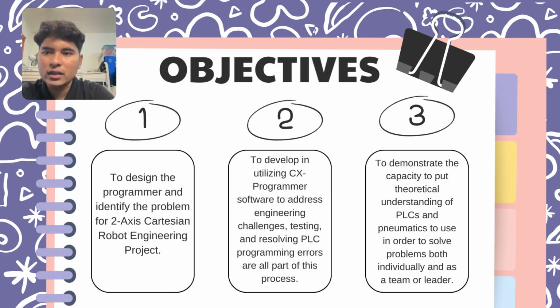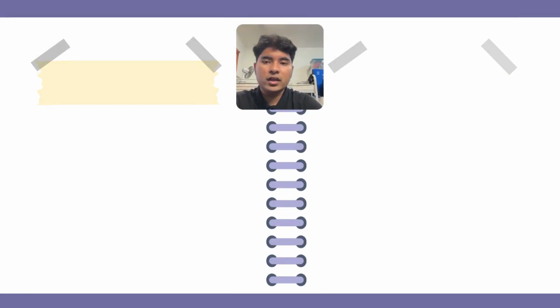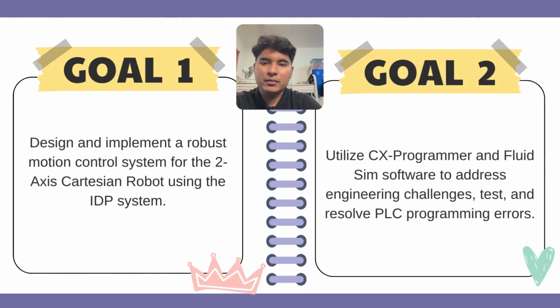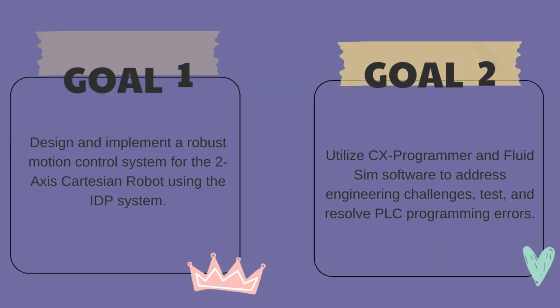And for the last one, is to demonstrate the capacity to put theoretical understanding of PLCs and pneumatic to use in order to solve problems both individually and as a team of our leader. Goal in our project is design and implement a robust motion control system for two-axis station robot using the IDP system, and utilizing CS programmer and FluidSim software to address engineering challenges, test and resolve PLC programming errors.